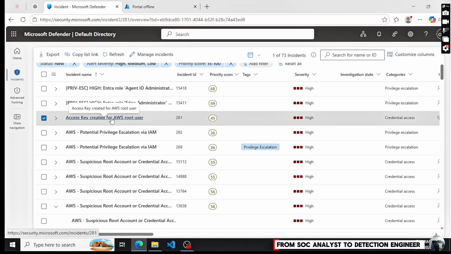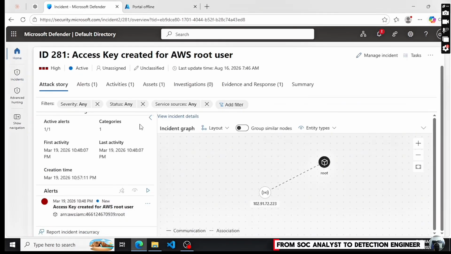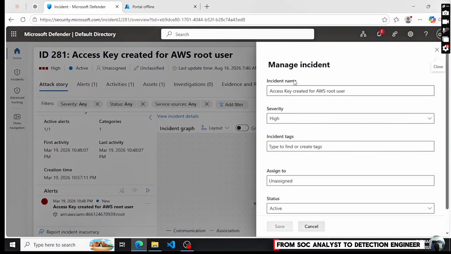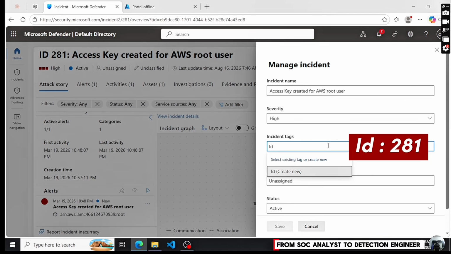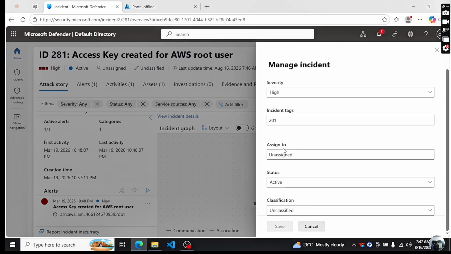As an analyst, the first thing you need to do, since you are inside the incident, is click on manage incidents. Then leave this incident name the way it is here. You can see access key created for AWS root user. Leave it. Then severity, leave it. Then the tag, we decide to give it maybe an ID. Just give it 201. Then you need to assign it to yourself.